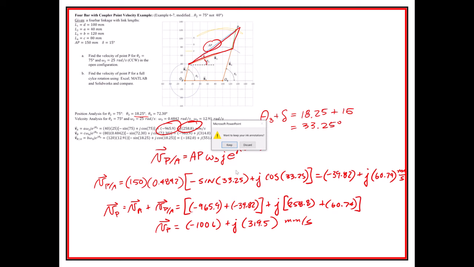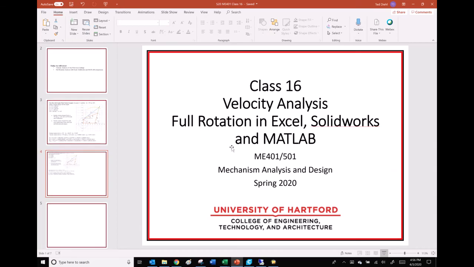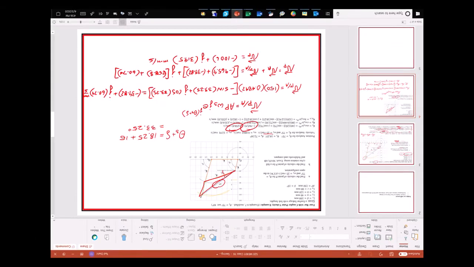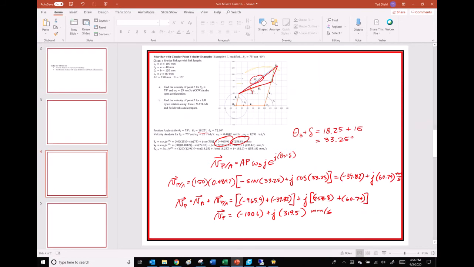So I'm going to keep all of this because I want to be able to compare it, and I've got to flip my screen over.